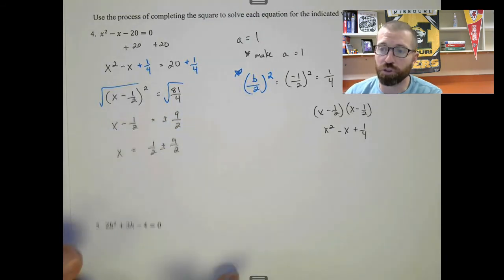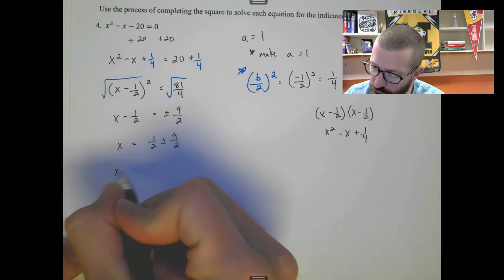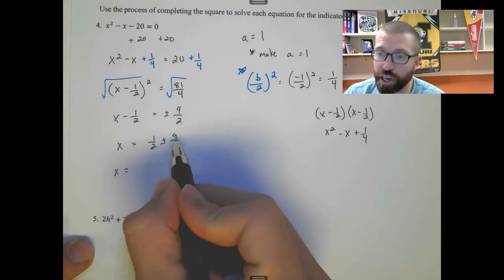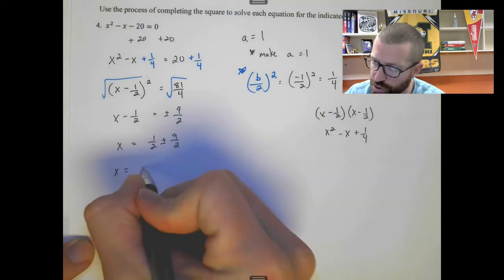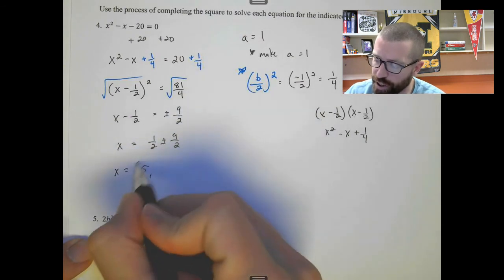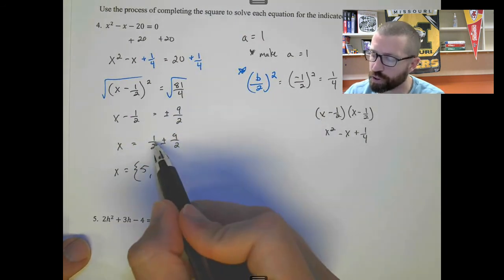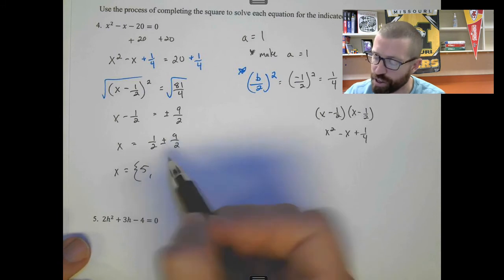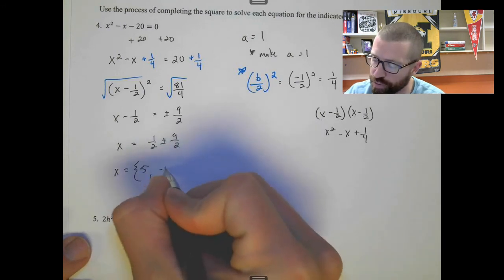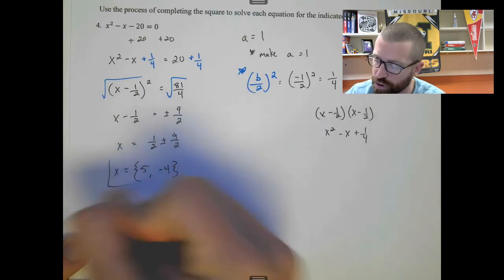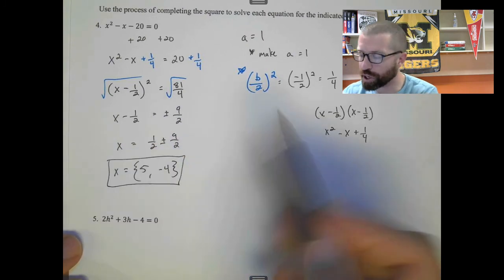Those are actually two numbers you could find, right? You could do x is equal to 1 plus 9 is 10 over 2 is 5, and then subtract it. I should have done the other order. But 1 minus 9 is negative 8 over 2 is negative 4. So that is completing the square.